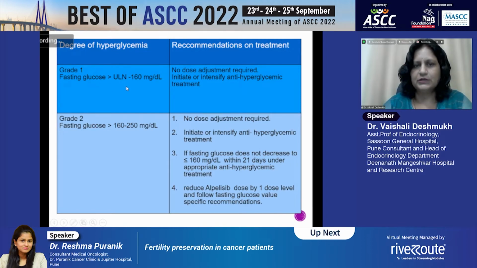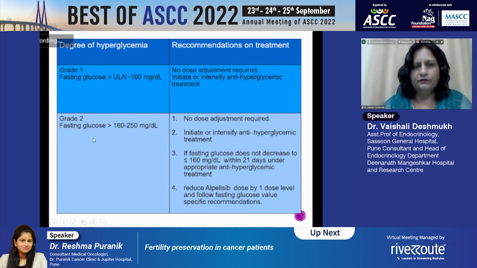So fasting plasma more than 126 is what we call diabetes. Between 126 and 160 fasting plasma, there is no adjustment required. We can initiate or intensify anti-hyperglycemic agents, I'll come to that, and we can still continue the drug.